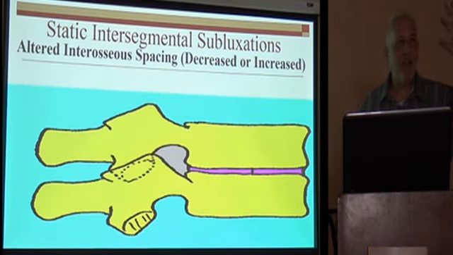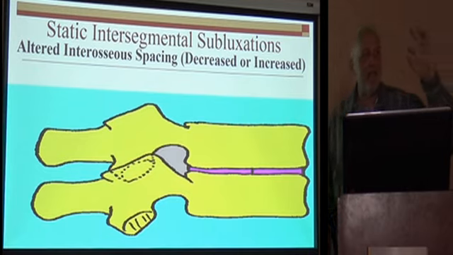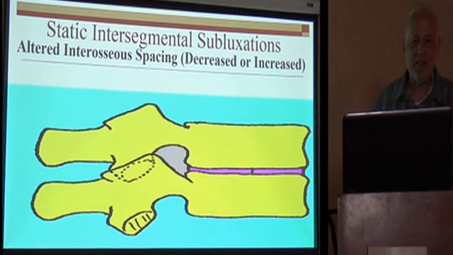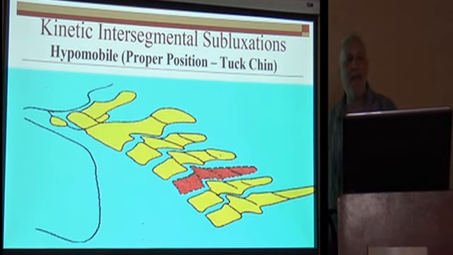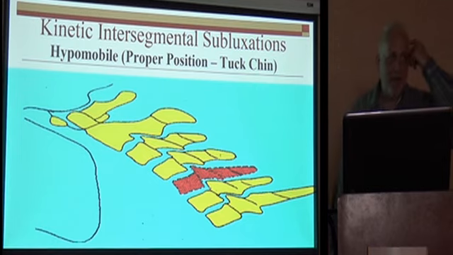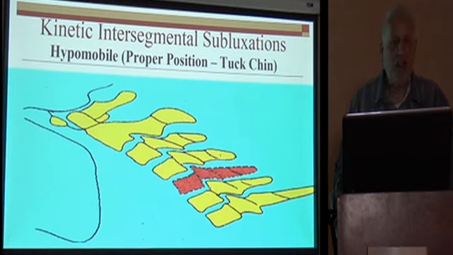If you have a decreased interosseous spacing, a narrowing of the disc, you can call that a subluxation by altered interosseous spacing. And then you have the kinetic. Those are all static. Those are all just ones you can see on a plain film static. But if you do dynamic x-rays or kinetic x-rays, then you would take a look and say you have a hypomobile segment.